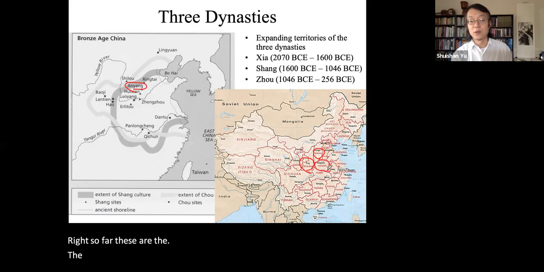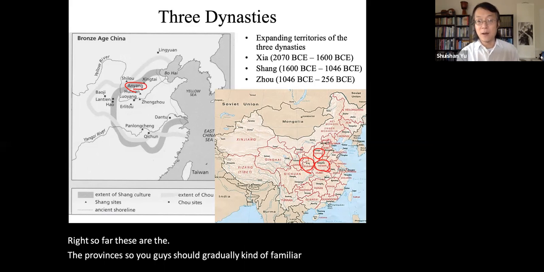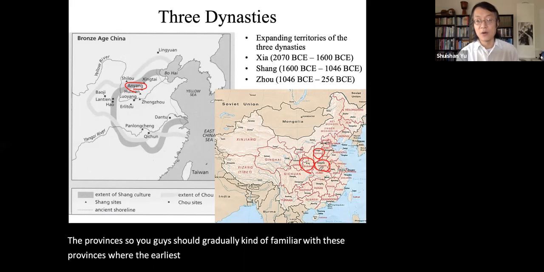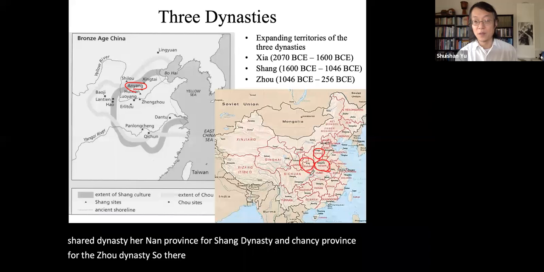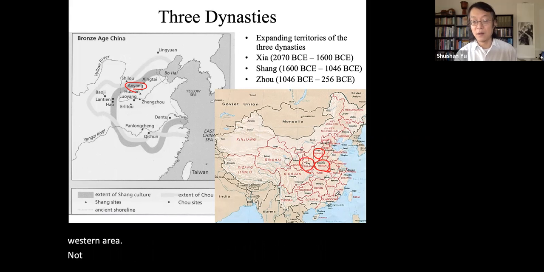provinces. So you should gradually become familiar with these provinces where the early civilizations emerged, right? Shanxi province for the Xia Dynasty, Henan province for the Shang Dynasty, and Shaanxi province for the Zhou Dynasty. So they are all from the slightly western area, not exactly on the coast yet. These are the early dynasties regarding their locations.